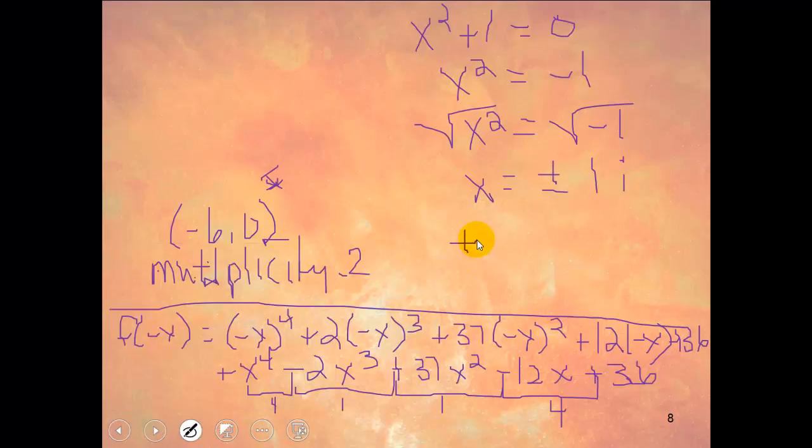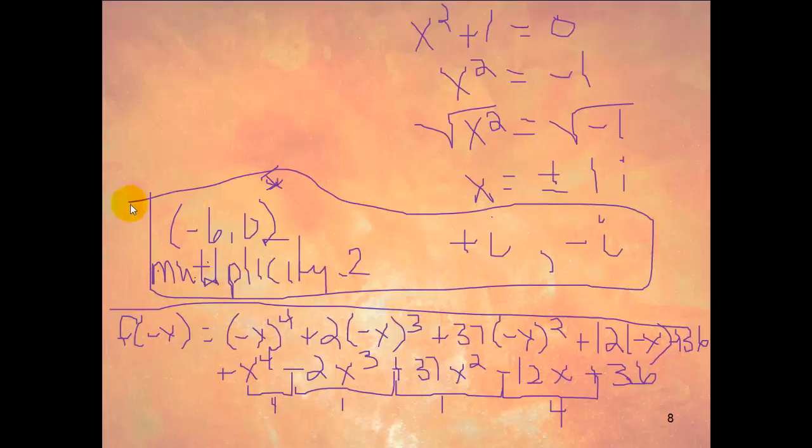And then I have plus i, and then I have minus i. So these are my solutions. Remember how we used to, if we had double roots, we would list it twice. Now we don't have to, we can just say multiplicity. All right.